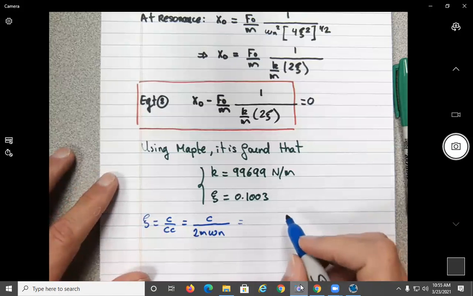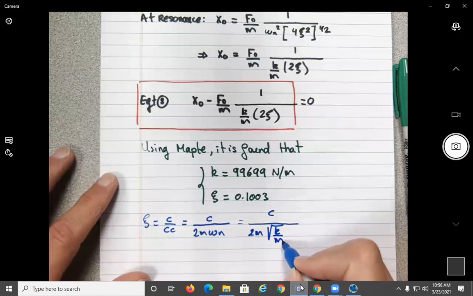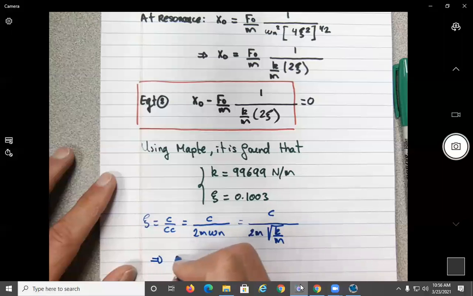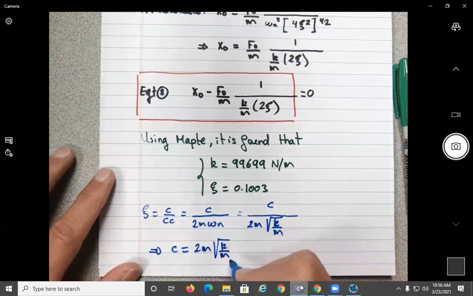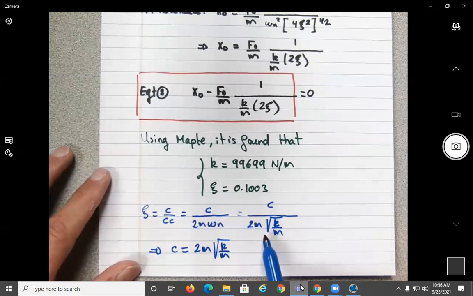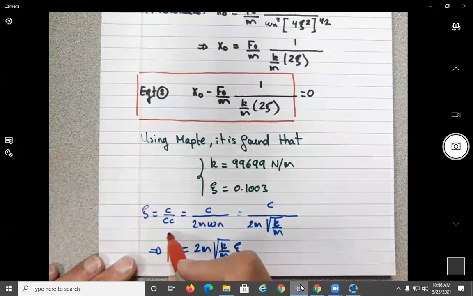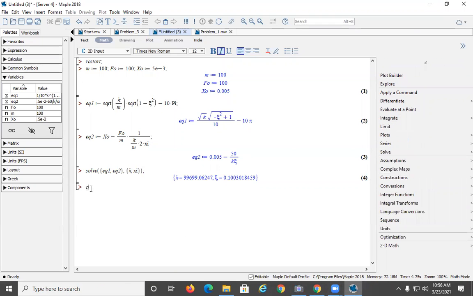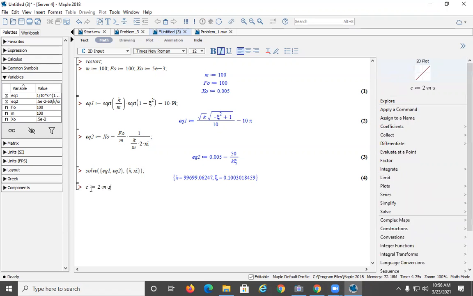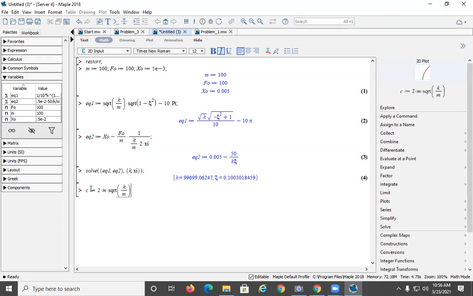So this is equal to C over 2m square root of K over m, which will give you that the damping value C will be equal to 2m square root of K over m times C. All right, so if I substitute into this MATLAB file, then we get C equal to 2 times m times square root of K divided by m times C.